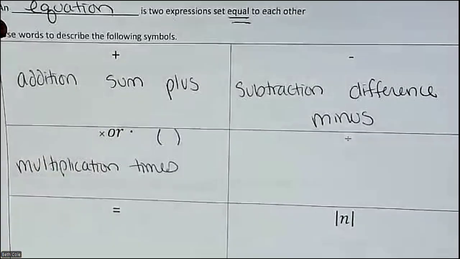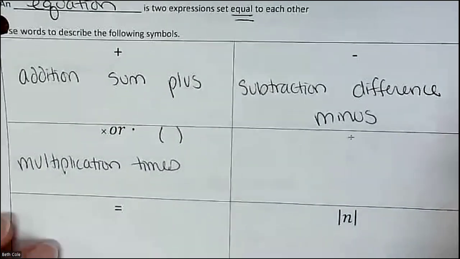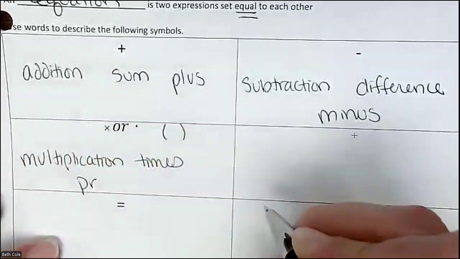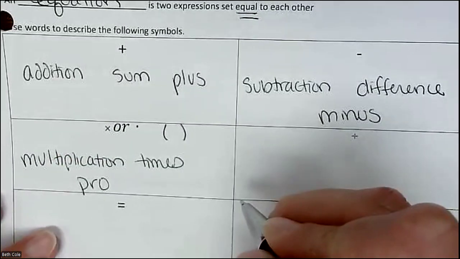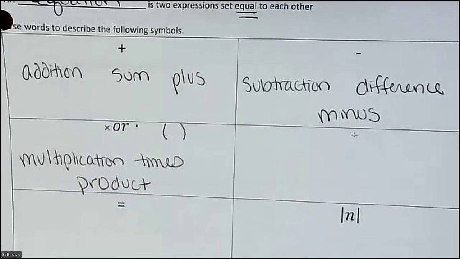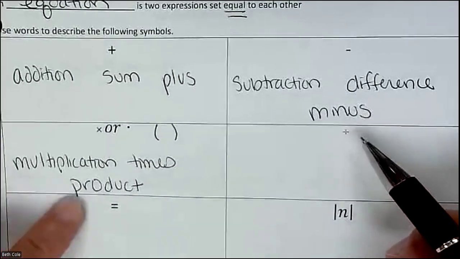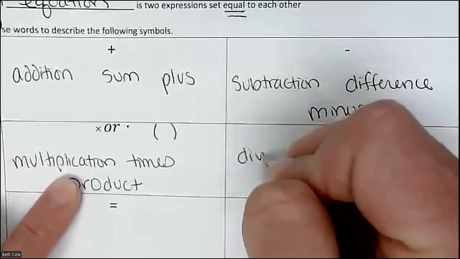But we had sum and we had difference. Do you know what the word is when it's multiply? Sum, difference. It begins with a P. It's products. So when you see this, or just a fraction bar, that is division.